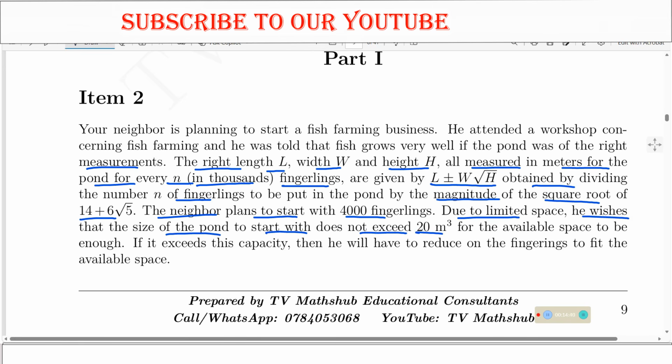So in other words, our task is to find out whether the size of the pond will not exceed this. If that happens, then it means the available space will be considered to be enough. But if it exceeds this capacity, then he will have to reduce the fingerlings to fit in the available space. So our part 1 should be lying here.